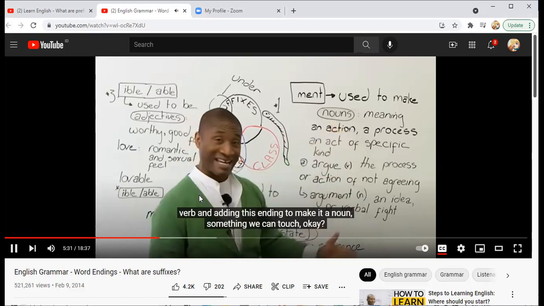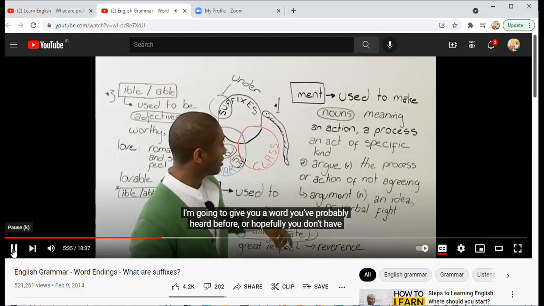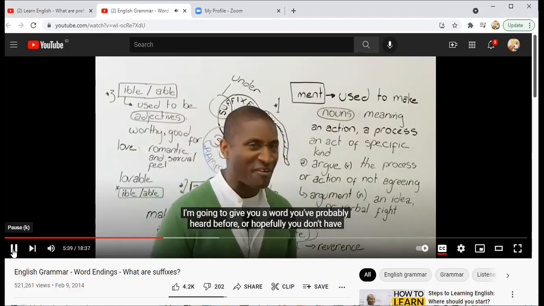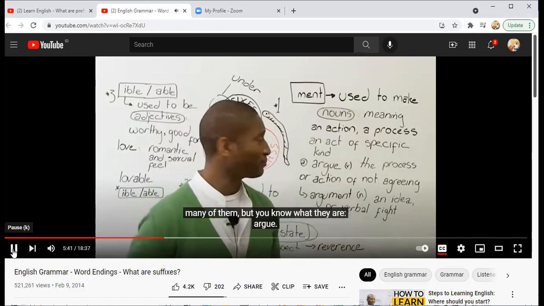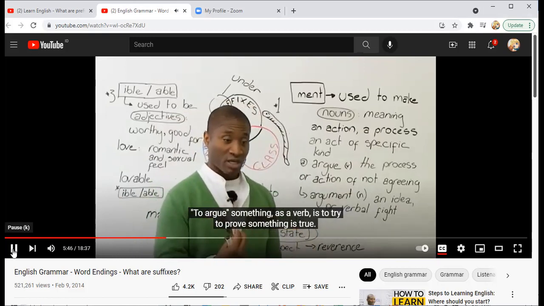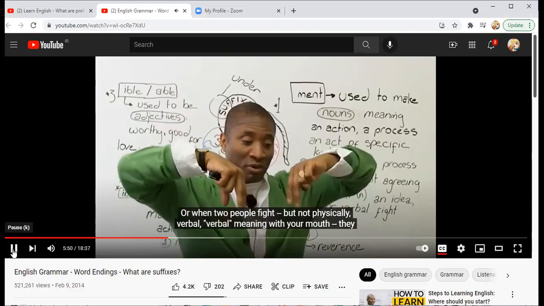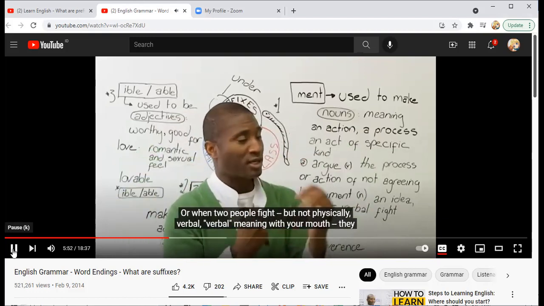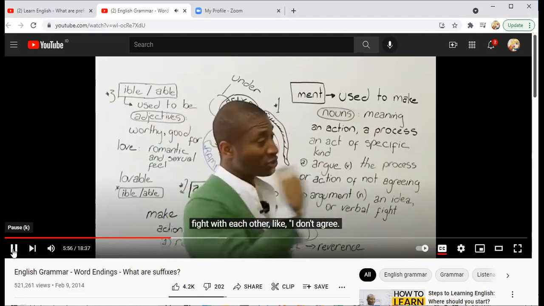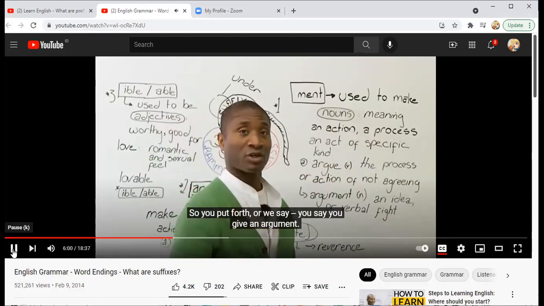Okay. A verb and adding this thing to make it a noun, something we can touch. Okay. I'm going to give you a word you've probably heard before. Hopefully, you don't have many of them, but you know what they are. Argue. To argue something as a verb means to try to prove something is true, or when two people fight, but not physically, verbally, they fight with each other, or you say you give an argument.